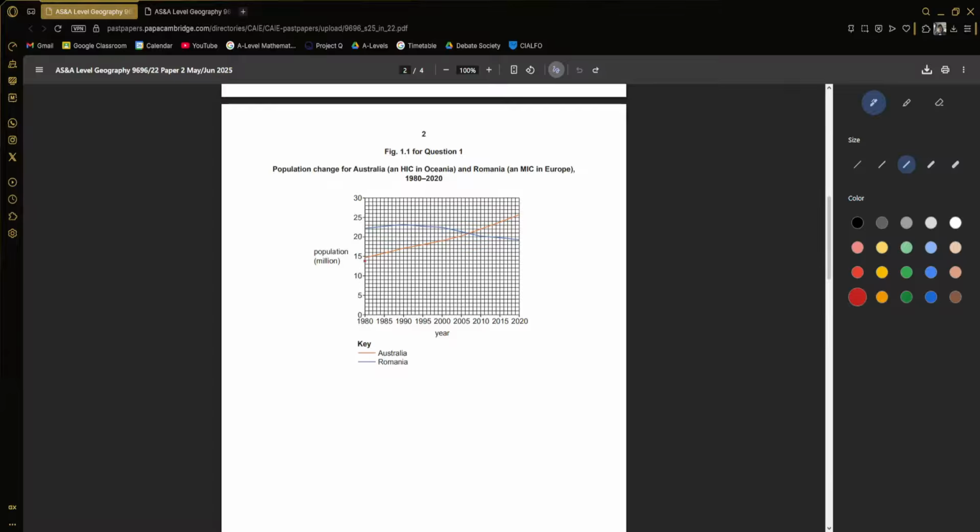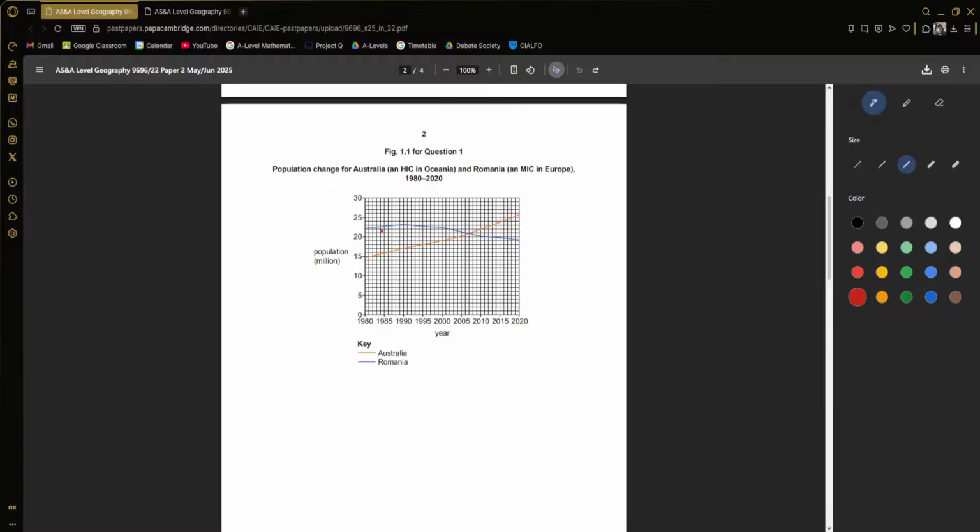So obviously one is that Australia increased from here to over here in 1980 to 2020, whereas Romania fell from here to here in 1980 to 2020. Another trend is that Australia's growth is continuous and almost linear. As you can see, it's kind of a straight line with an upward curve, whereas Romania increased slightly until 1990 and then started to decrease. That's a comparison you can make: the trend of population is more linear for Australia, whereas Romania is more up and down.